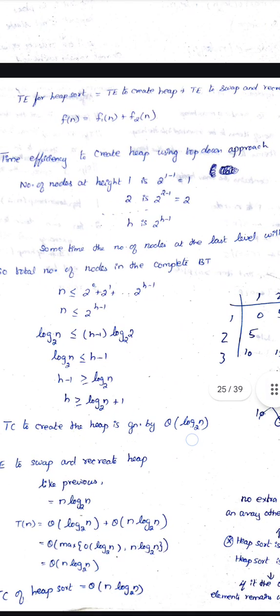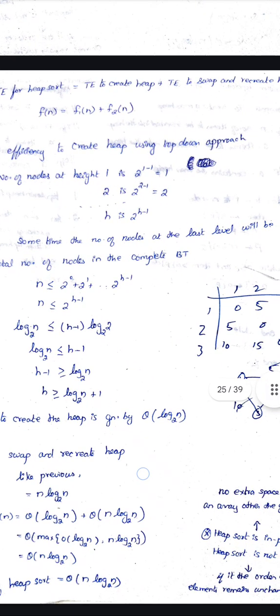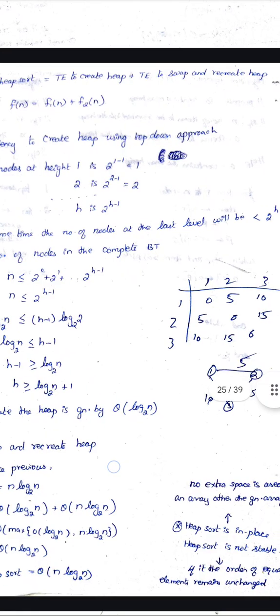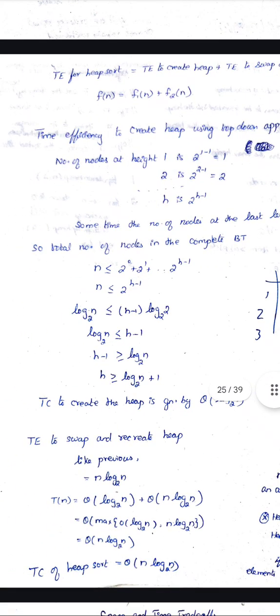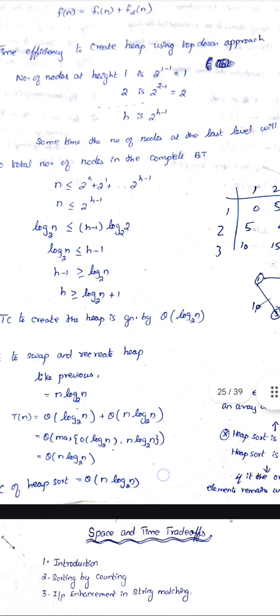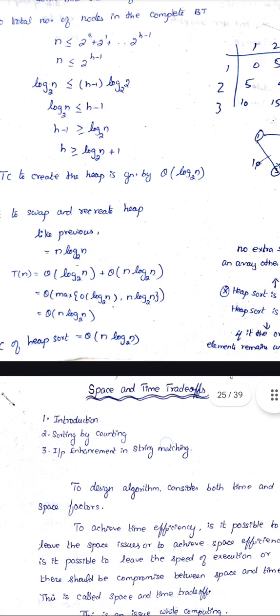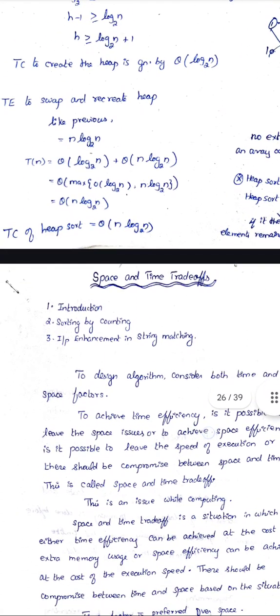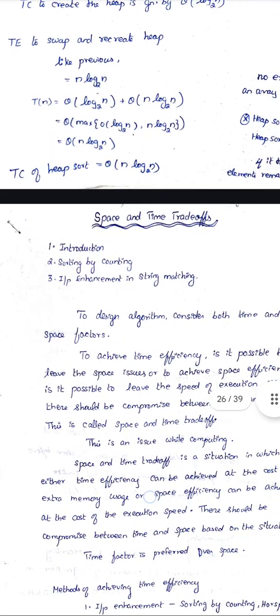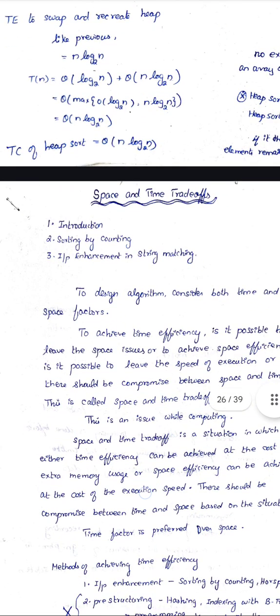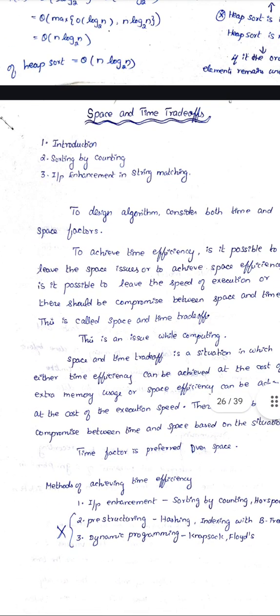This heap sort is f1(n) plus f2(n). Create the heap, do the swap, then recreate the heap. Time efficiency: 2 power h minus 1, that is log n to the base 2, theta of log n to the base 2. Then space and time trade-offs.